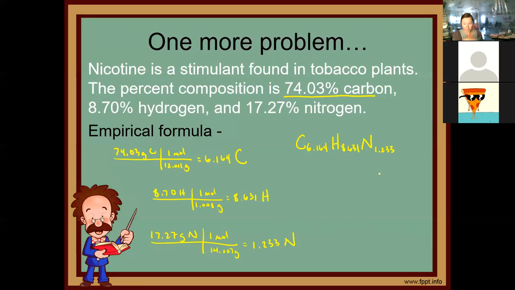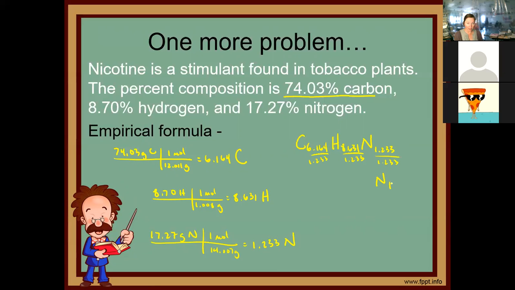Now what do we do? Divide by the smallest. Perfect. What's the smallest? Good. 1.233. So nitrogen's an easy one. That turns into a 1.